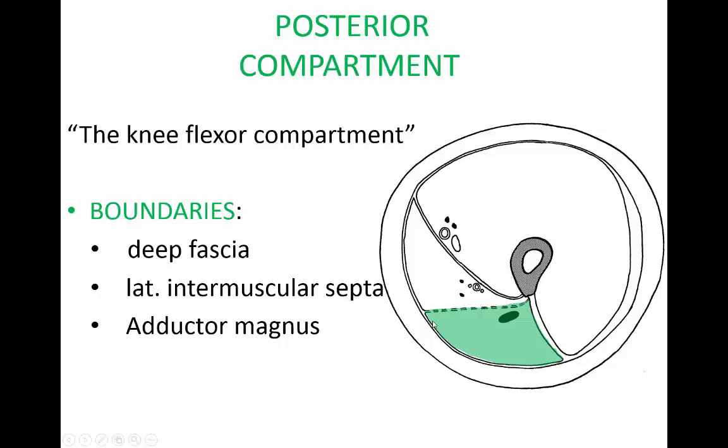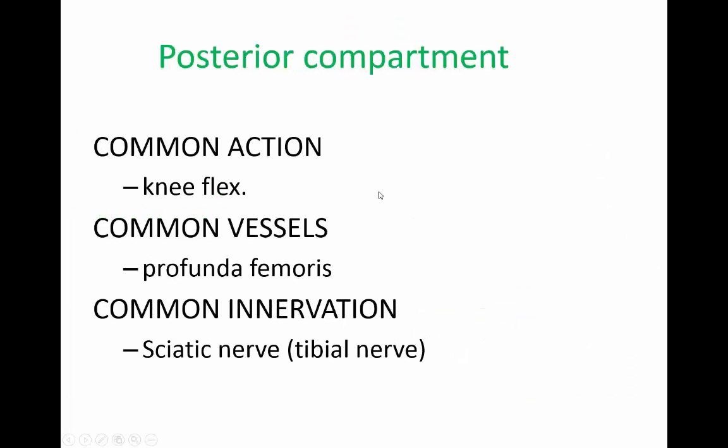As with all muscle compartments, boundaries include deep fascia, which binds all muscles, the lateral intermuscular septa, as well as adductor magnus, the boundary between the medial and posterior compartments, running between the adductor and the hamstring parts of that muscle. Common actions include knee flexion. Common vessels will be the profunda femoris artery or deep femoral artery. The common innervation will be the sciatic nerve, which is that nerve that runs down the posterior thigh.